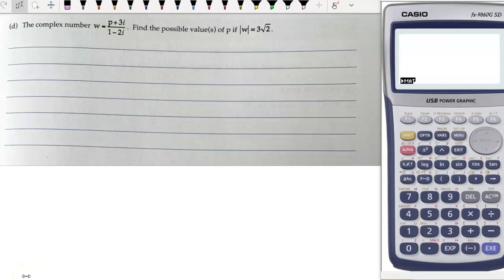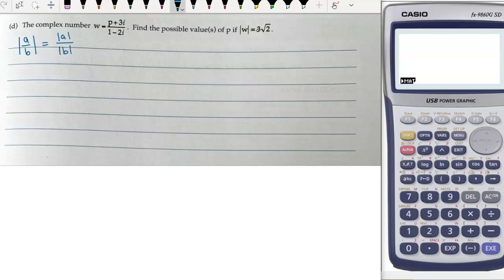For part D, we've got another one where the question has changed, so this is just a little update to the original video. We've got a complex number w that looks like this, and we want to find the possible values of p, because we've got a p in there, that would make the modulus of w equal to 3 root 2. Now, we've got a division in w, but we can use the fact that if you're doing the modulus of a over b, that's equal to the modulus of a over the modulus of b.